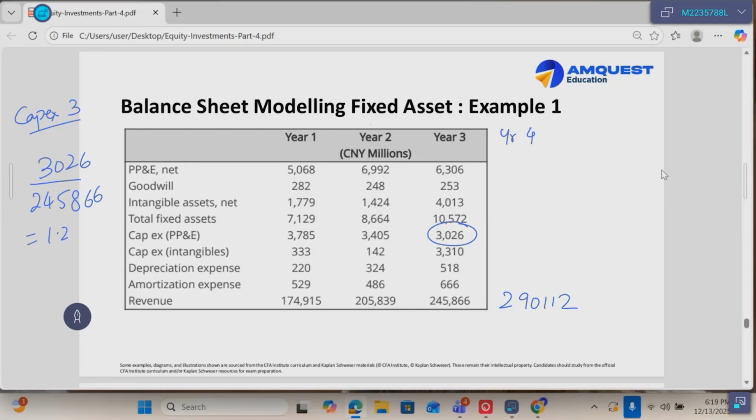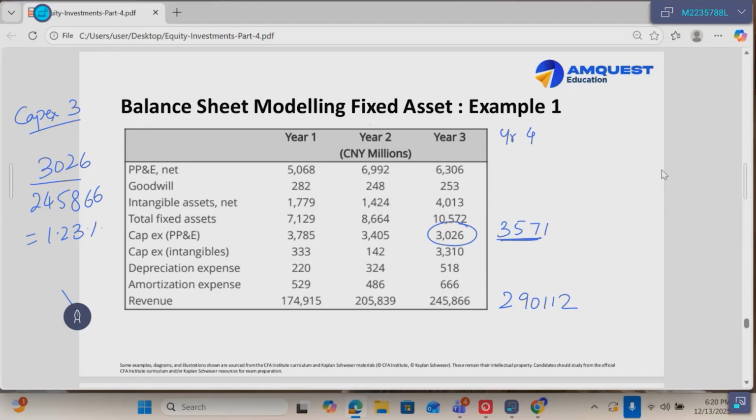So what they are saying is this year the capex is going to be 1.23% of 290,112. So let's see what is the answer. It is going to be 3571. 1.23% multiplied by the new revenue, and it is going to be 3571.